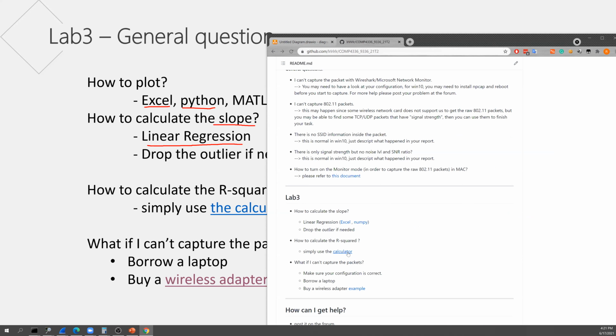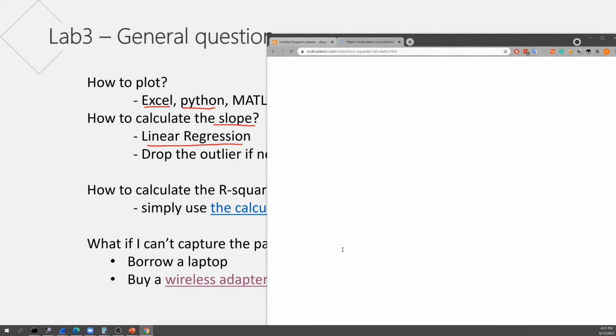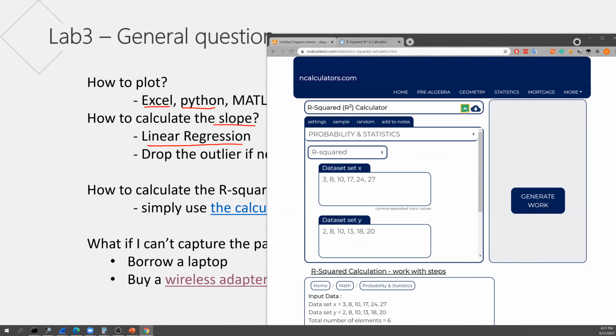And how about the R square? For the R square, we can use the calculator. At first we need to know what the R square value is. You can Google it. Basically, it's just a measurement of the correlation of the regression model. So we use this value to measure our regression model.